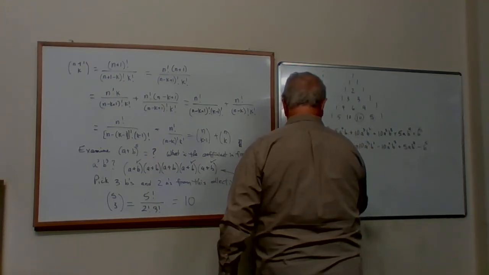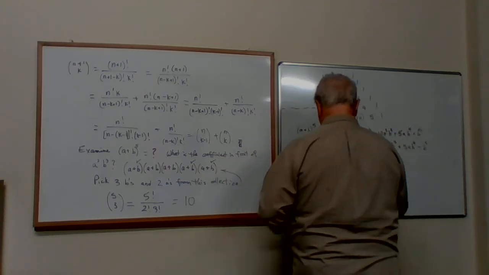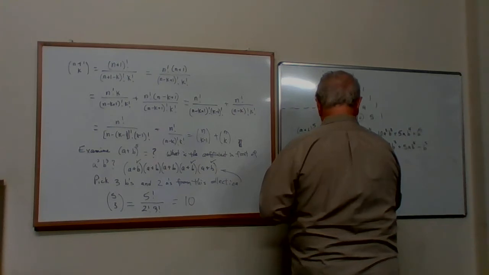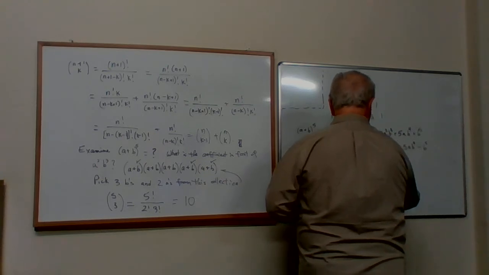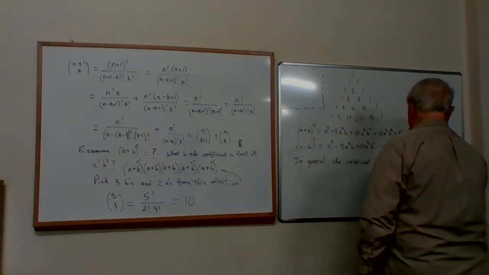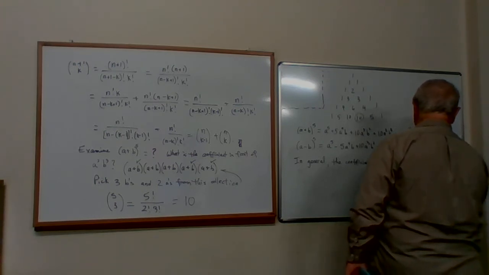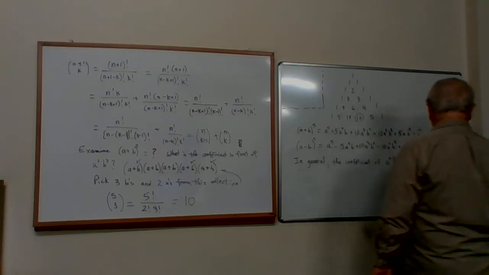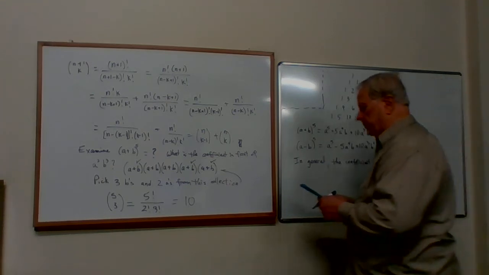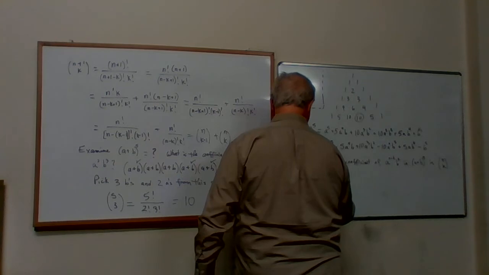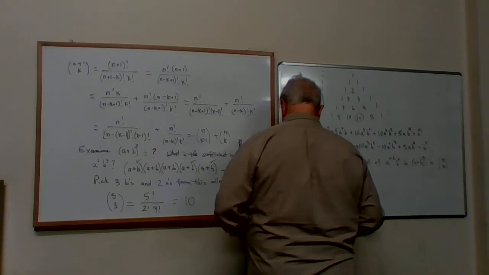So, in general, the coefficient of a to the n minus k, b to the k, in a plus b to the n is n choose k. So the binomial theorem is the sum of all of those. Binomial theorem goes like this.